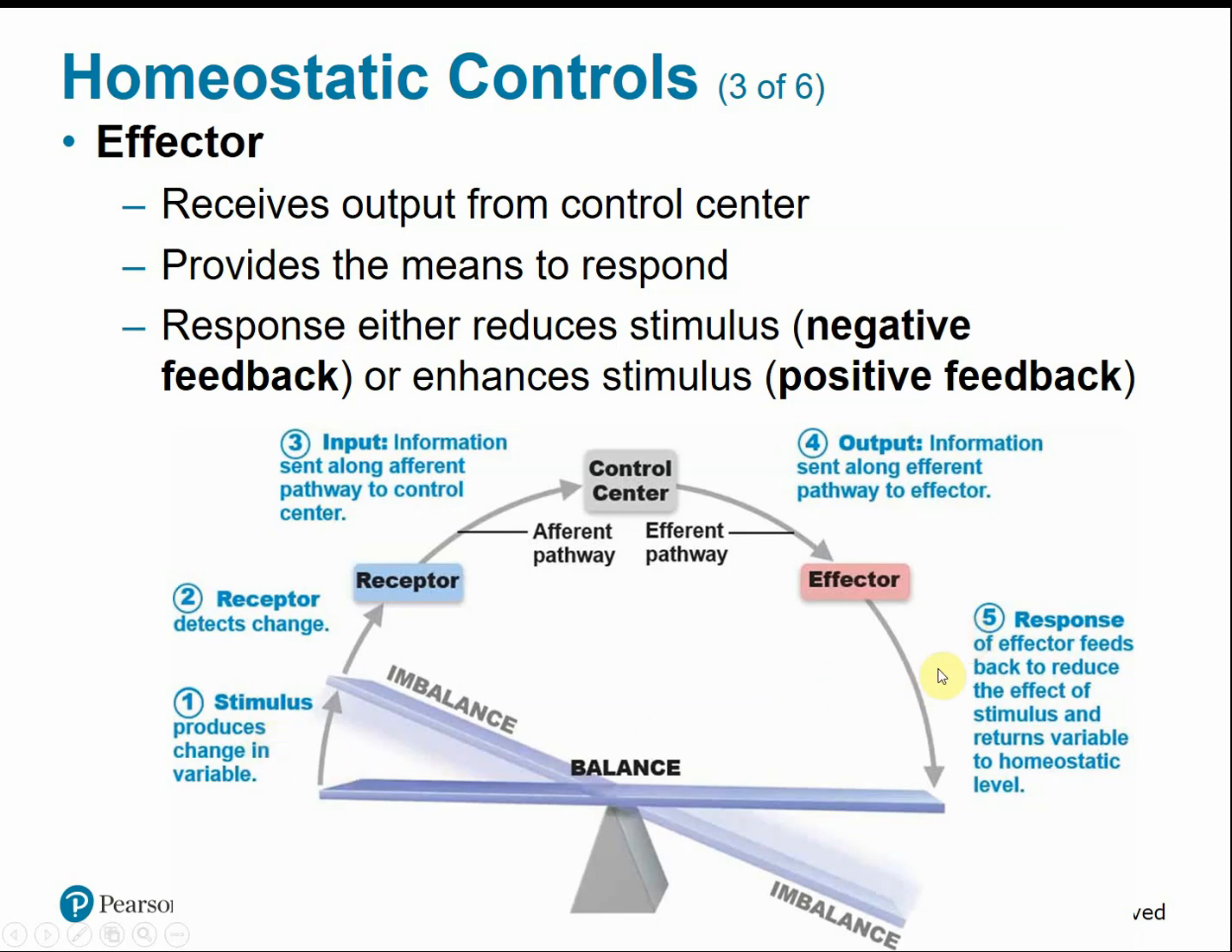Our response could be either a negative feedback, which would mean that we're going to reduce the stimulus. So the stimulus is, say, increasing blood sugar over here. The effector in a negative feedback is going to lower the blood sugar back down. Occasionally, we can have a positive feedback where we're going to enhance the stimulus. This would be kind of like a snowball effect. The stimulus raises a little bit, and then we're going to raise it some more. So we're going to have that positive feedback loop and amplify the effect.